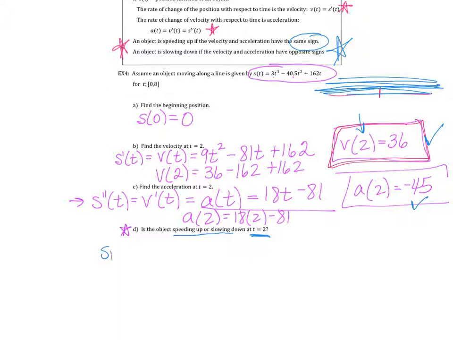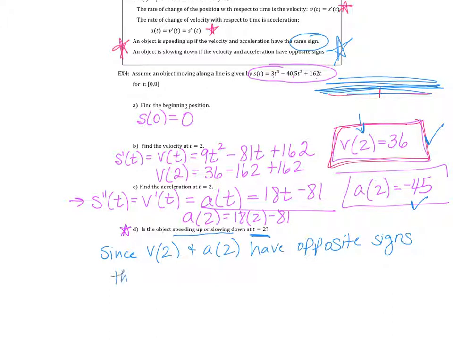So I would say, since v of 2 and a of 2 have opposite signs, the object is slowing down.